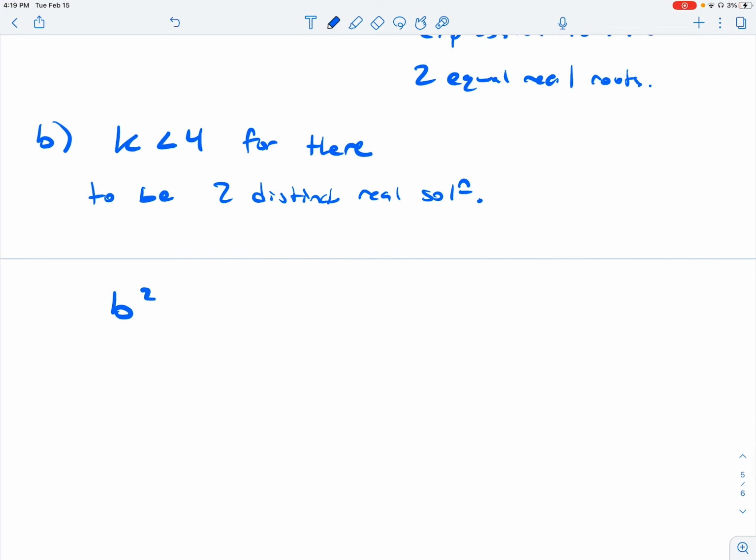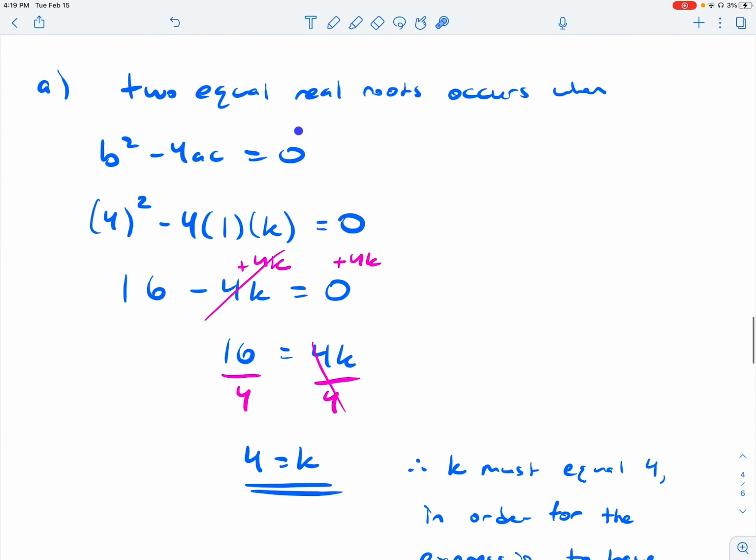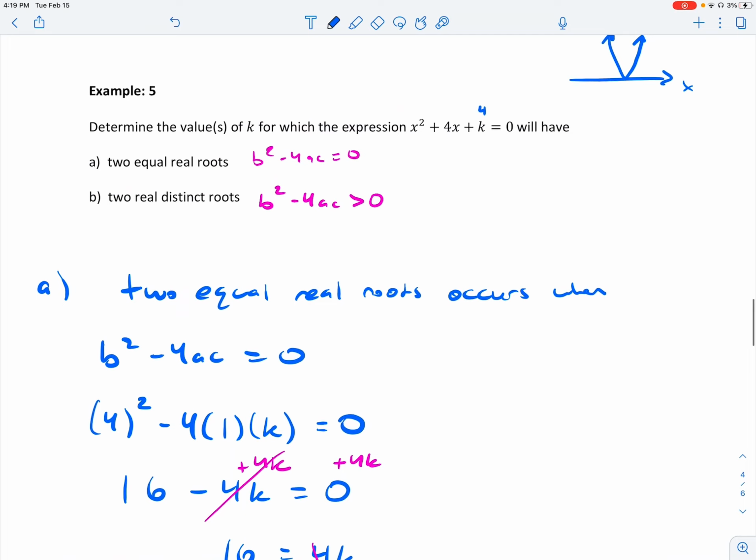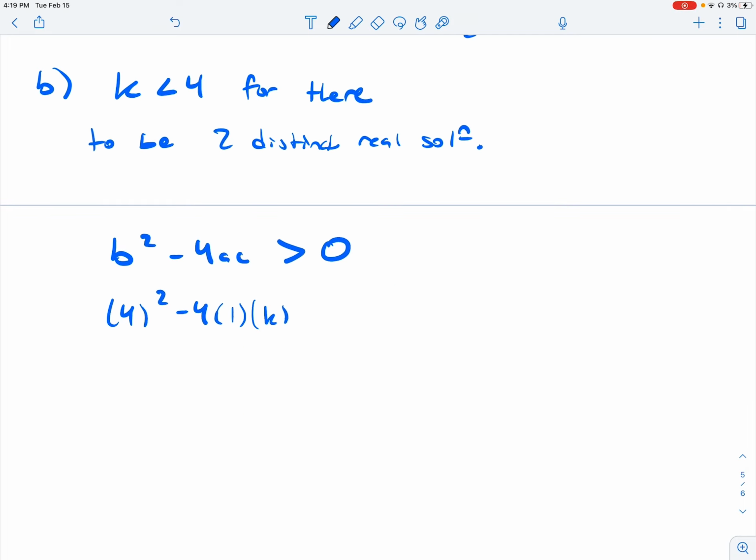So the b squared minus 4ac, the discriminant, in order to have two real solutions, we know this needs to be greater than 0. Not equal to 0 like last time. To get one solution it has to equal 0, and to get two solutions it has to be greater than 0. So I'm going to plug in my values for b, a, and c. Remember, b was 4, a was 1, and c was also just k. That was our unknown. 4 squared is 16, and we have minus 4k greater than 0.